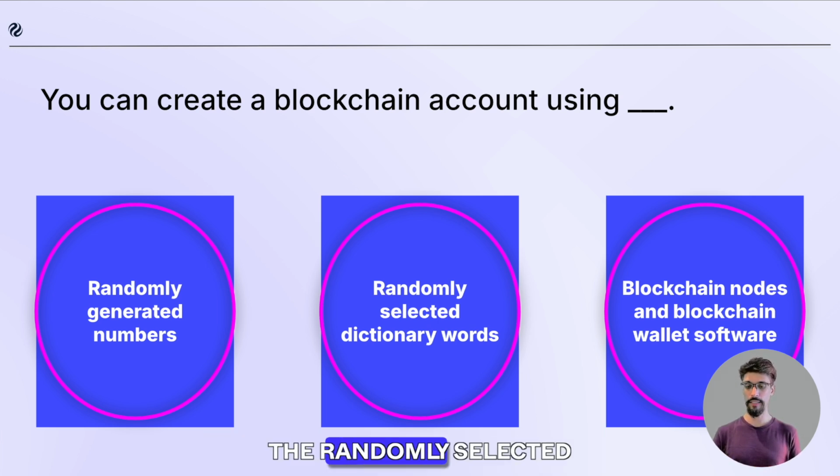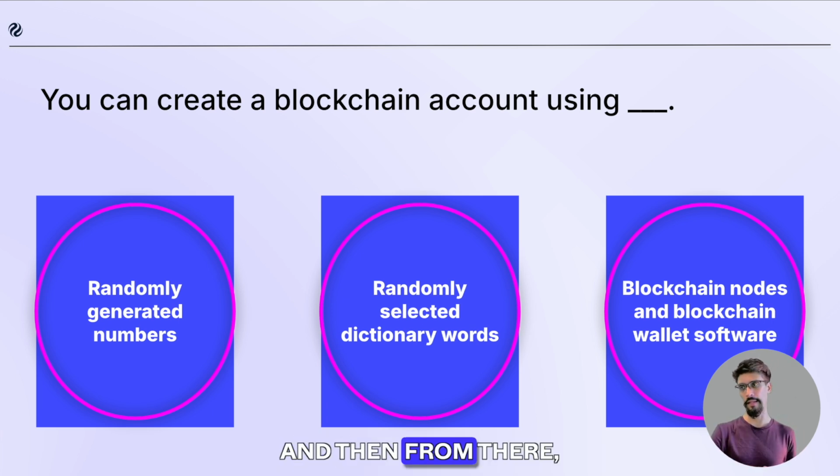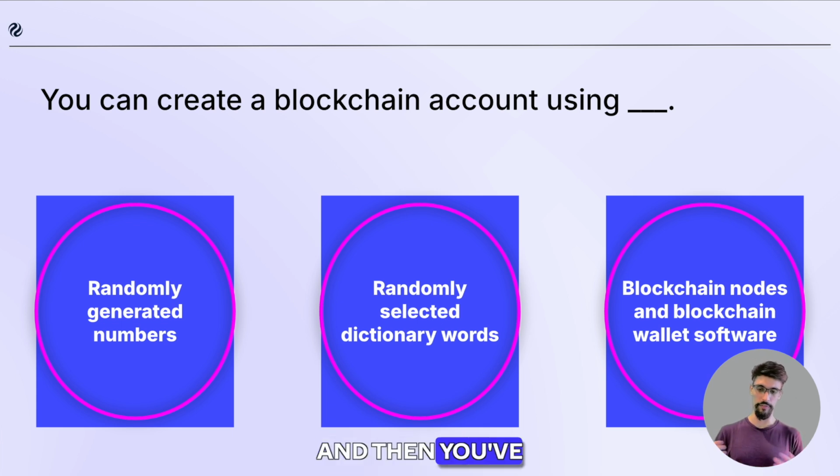Now, the randomly selected dictionary words basically add a layer of abstraction on top of that just to make it easier to work with or remember as a human. Easier to remember words than numbers, right? That's also known as your seed phrase, and the BIP39 process allows you to use your seed phrase to derive your private key, and then from there, the steps repeat, and then you've got your blockchain account.